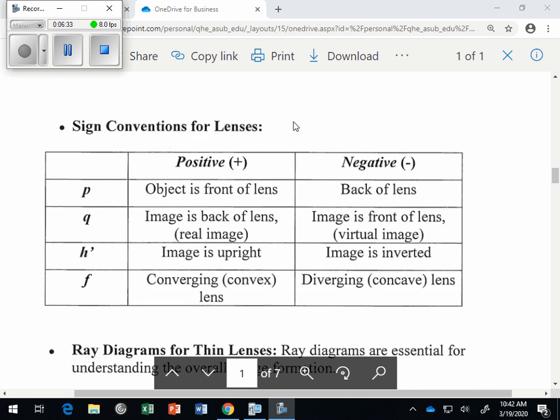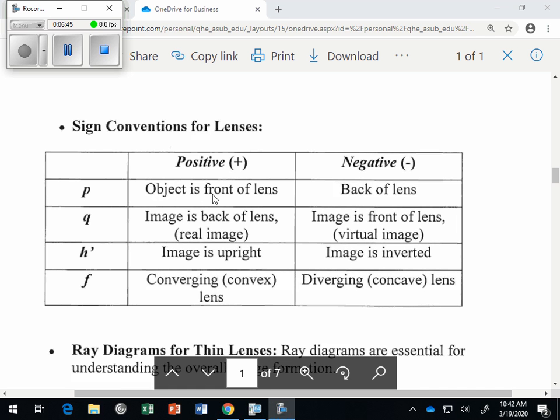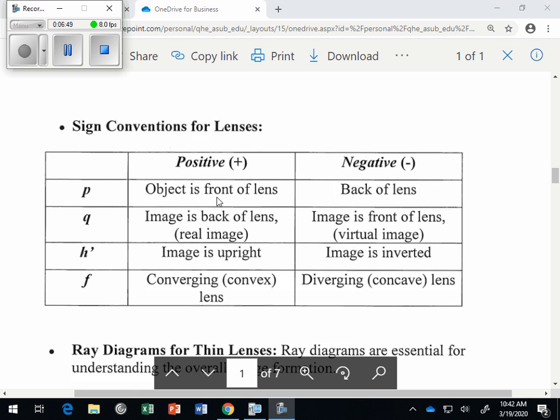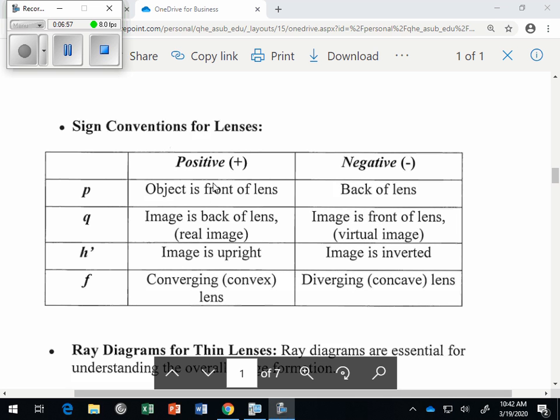Okay, so now when we solve problems, very important, we call the sign convention for lenses. Okay, so now P. If the object is in front of the lens, or the left side of the lens, it is positive. We always keep the object on the left side, unless we have a two-lens system. We're going to discuss that later. So now, if the object is in back of the lens, the right side of the lens, we take a negative sign.